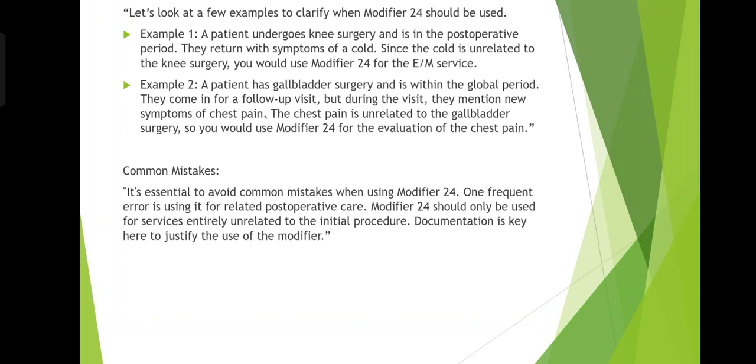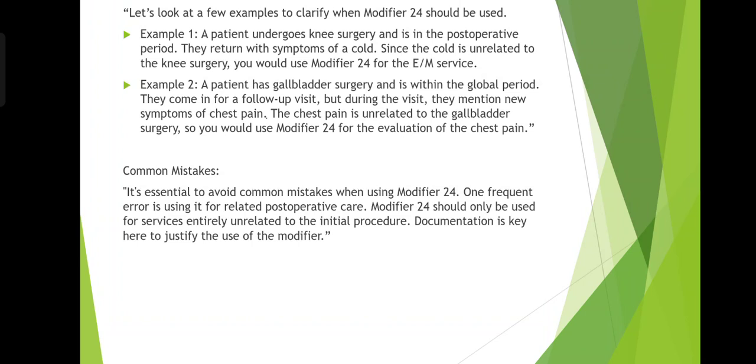So let's see about common errors, what coders usually do. Common errors in modifier 23 and 24 application. For modifier 23, a frequent mistake is using it for procedures that typically require anesthesia. Remember, modifier 23 should be used only for those rare cases where anesthesia is unexpectedly needed. Don't use it for procedures which require anesthesia.